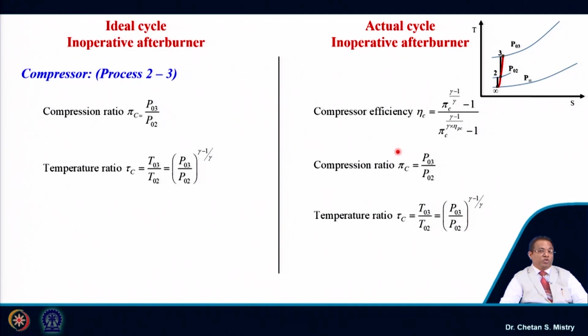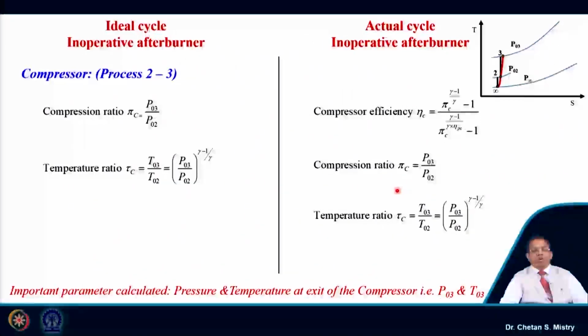Maybe the compression ratio is known to us, and based on that we can calculate our outlet pressure. Based on the isentropic correlation we can calculate my temperature at the outlet. So the very important parameters we are calculating are the pressure and temperature at the exit of the compressor, P03 and T03.